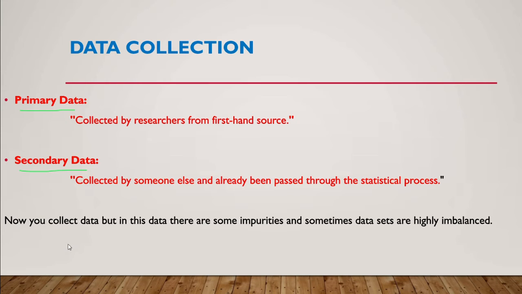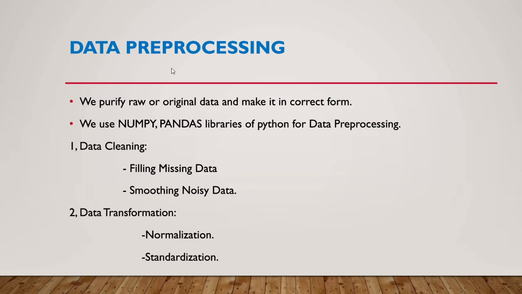Okay guys, now you have collected the data from various data source providers like Kaggle.com or using web scraping techniques. Now your collected data, or you can say your original raw data, has some impurities. What does it mean, guys? It has some missing values, it has some outliers, or sometimes the datasets are highly imbalanced. It means sometimes the datasets have a high ratio of missing values. Okay, so how can we handle it? We can handle it with the help of data preprocessing.